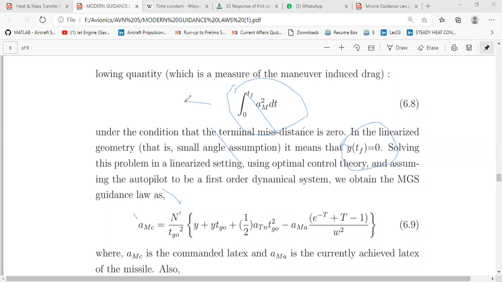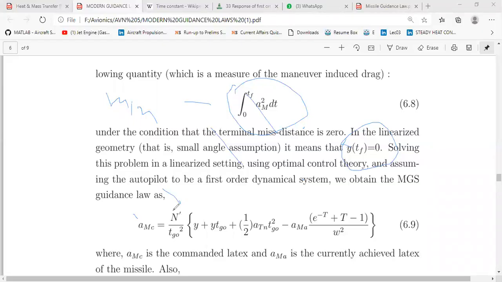So this is your minimum value and this is 0 value. And using these two conditions, we have derived the required vertical latex command for missile is equal to N dash divided by time to go square.